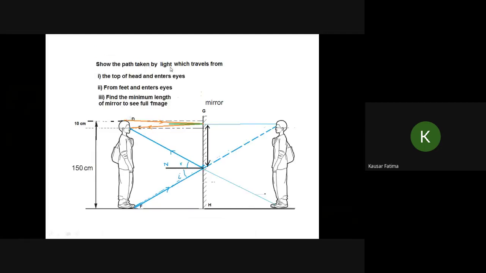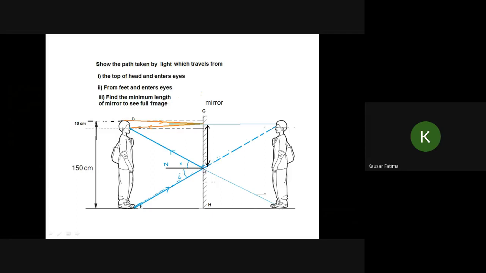Show the path taken by the light, this is done. Find the minimum length of the mirror to see the full image. To see the feet, this is the ray which is reflecting, striking the mirror, going from the feet of the person and entering the eye. If you produce it backwards, this will be the bottom of the mirror. If it is shorter than this, the person will not be able to see his feet.